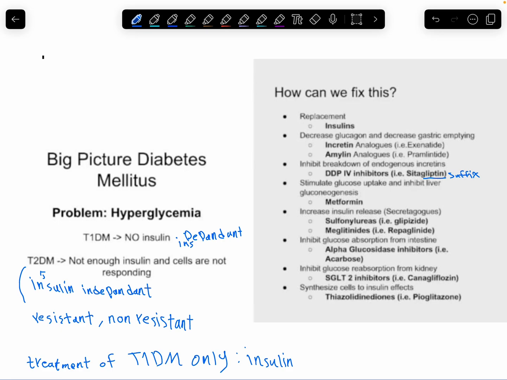So they act by two mechanisms. The first is by increasing the uptake of glucose into the cells, and the second is by reducing or inhibiting hepatic or liver gluconeogenesis. We will discuss them in detail.